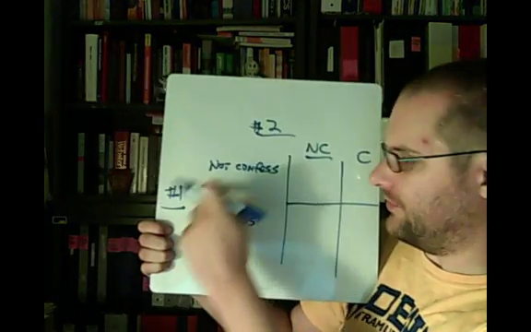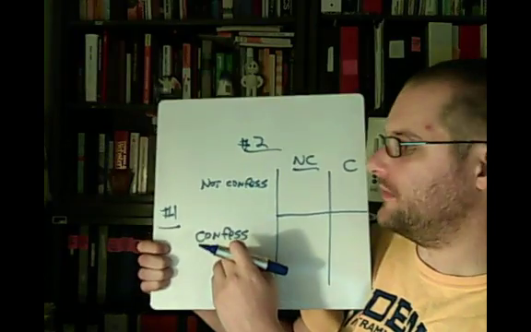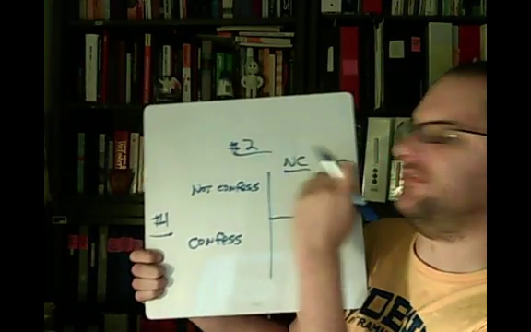So we can set up the game where player 1 can choose to not confess or confess to the crime. Player 2 can choose to not confess or confess to the crime. And what would be on the top is going to be the payoff for player 1, and on the bottom is going to be the payoff for player 2.